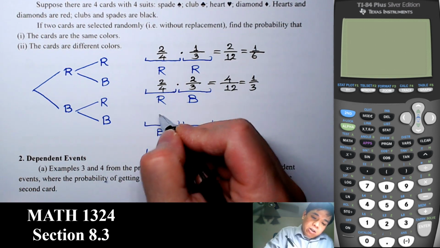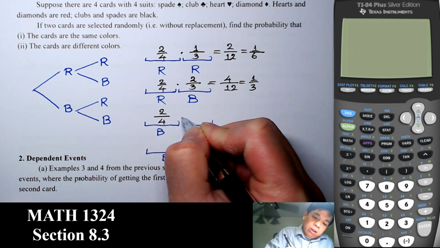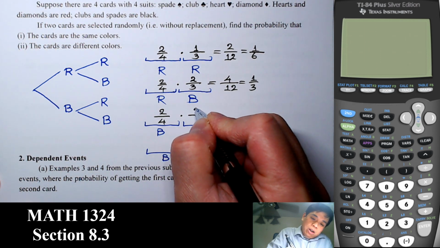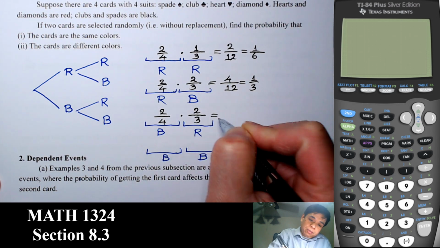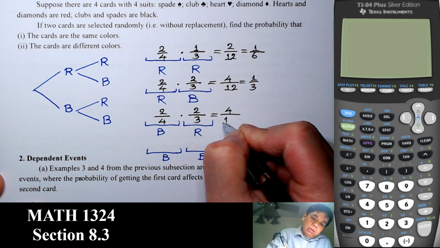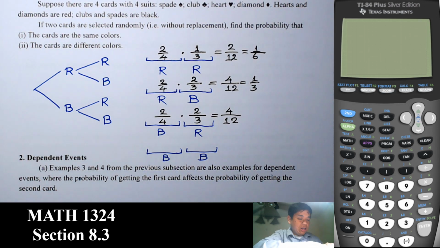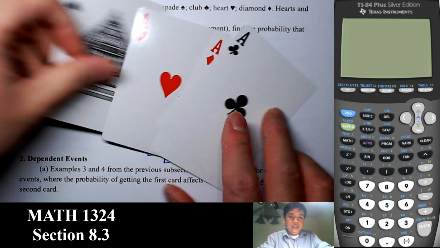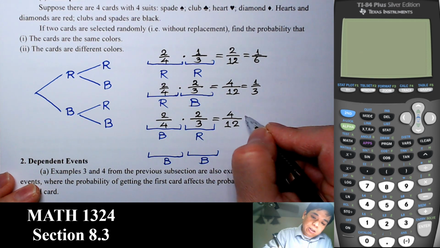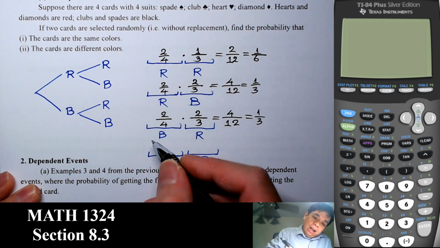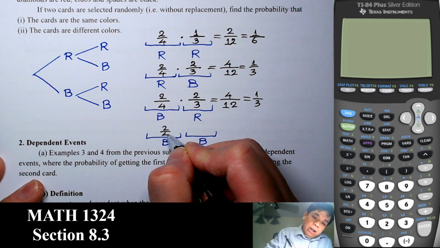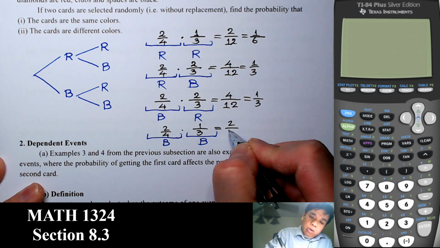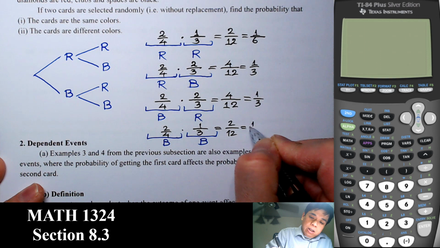Now, black card, there are 2 over 4, and after you pick that out, there are 2 red cards left out of 3, and that gives us 4 over 12, right? So if there's 4 cards like this, pick out the first black card, there are 2 red left out of 3. And black card 2 out of 4, and if you pick that out, there are 3 left, so 1 over 3. So that gives us 2 over 12, so 1 over 6.